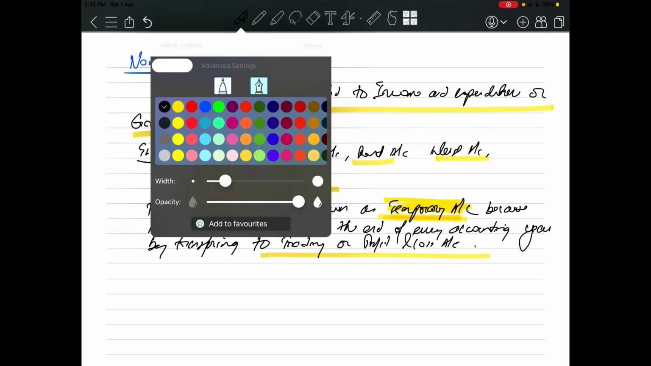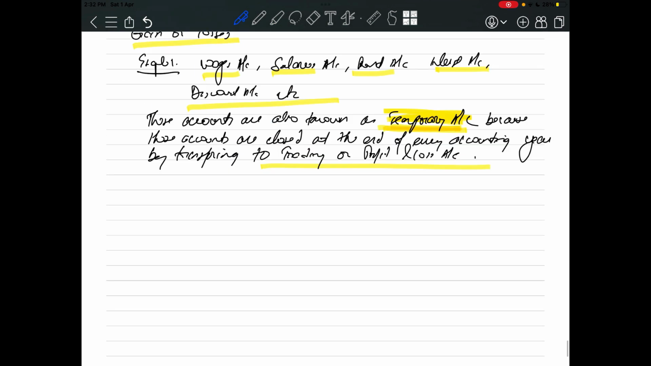Sorry, before that let's write the rule. What is the rule of debit and credit? Rule is debit all expenses or losses. Okay, credit all income or gains. So this is the rule: debit all expenses, losses, credit all income and gains. Okay, now let's take an example.